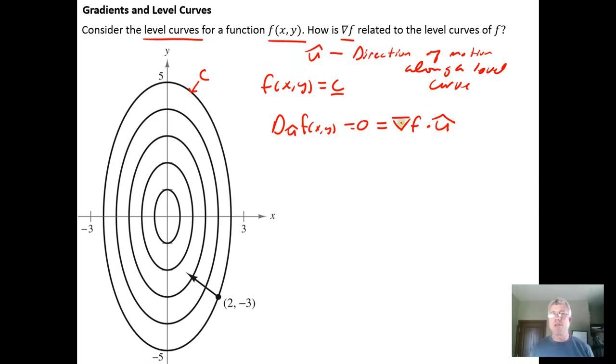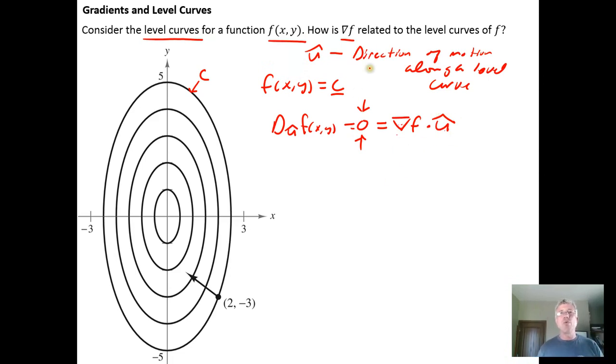So now I have the dot product of two vectors having to equal 0. And this is where the properties from the dot product homework come into play. If the dot product of two vectors is 0, then the two vectors are perpendicular to each other. The dot product of perpendicular vectors is 0. If the dot product is 0, the vectors are perpendicular. It's an if and only if type of statement.